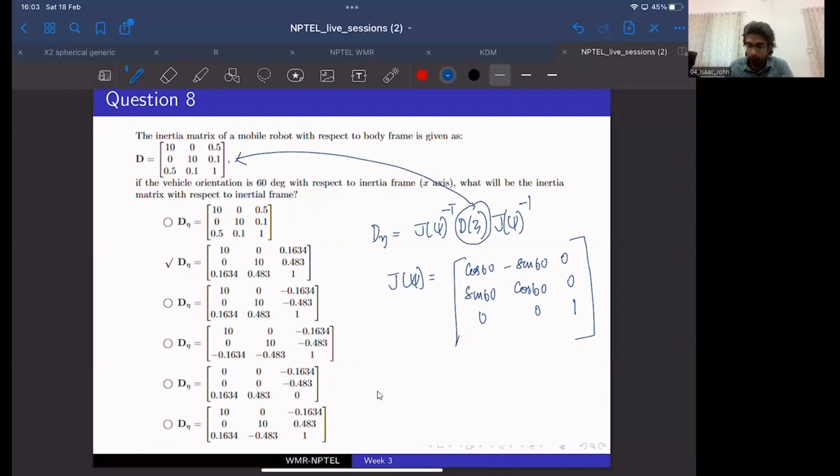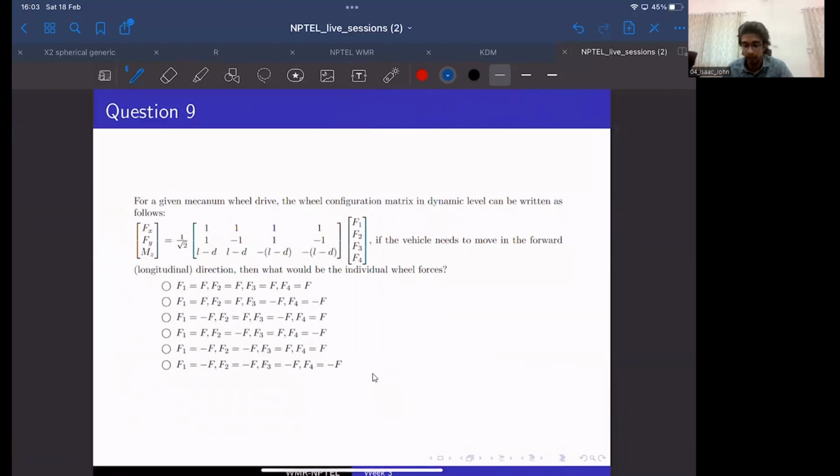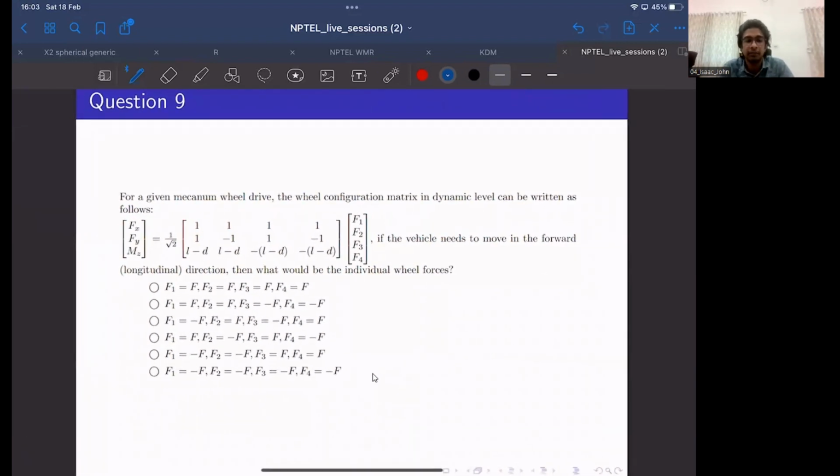Okay, so moving on to the next question. Again, this is similar to the question that we have seen earlier. A wheel configuration matrix of a mecanum wheel is provided. If the vehicle needs to move in a forward or longitudinal direction, then what would be the individual wheel forces?